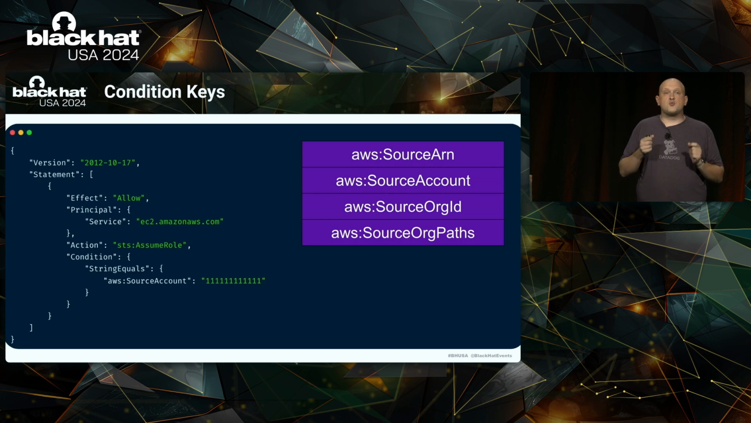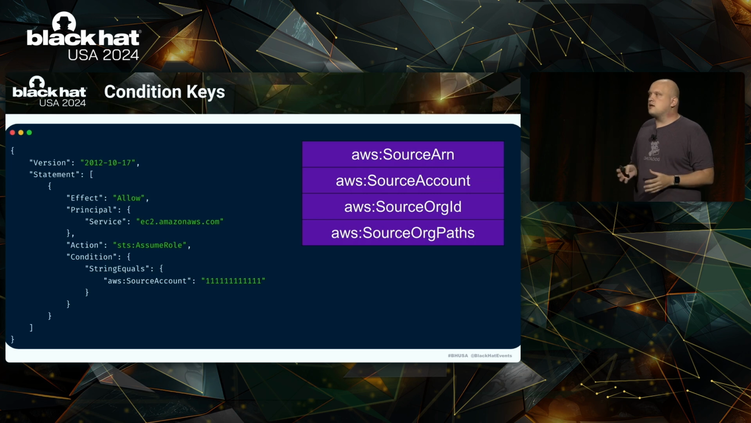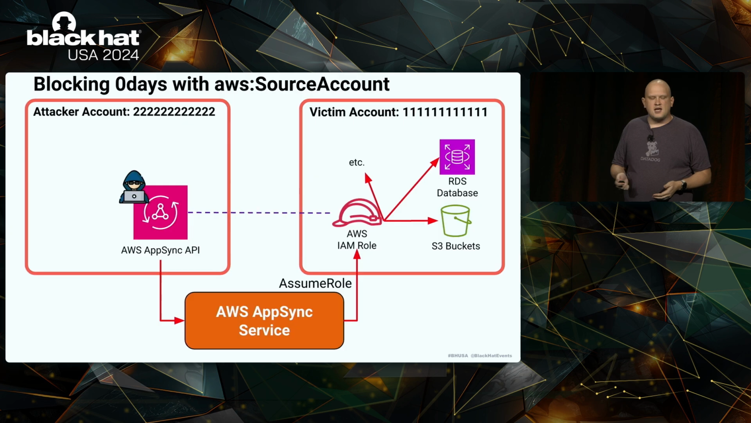You would have to manually attach these to each role, and more importantly, make sure that the service that you're using is compatible with these condition keys. From some nominal testing, it appears that EC2, Lambda, and AppSync all work totally fine. But again, strongly encourage you to test this before you push it into production. As an example of how this can protect your roles, we'll use source account as an example alongside the first vulnerability we talked about today, a confused deputy vuln in AWS AppSync.